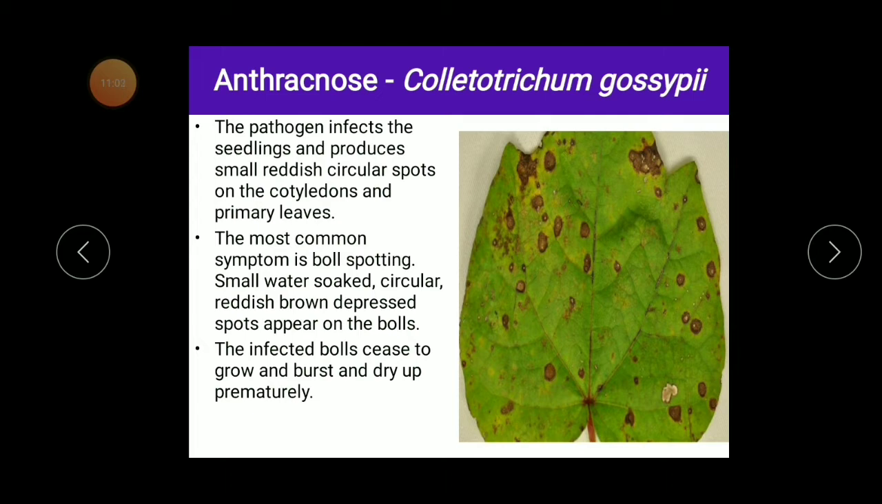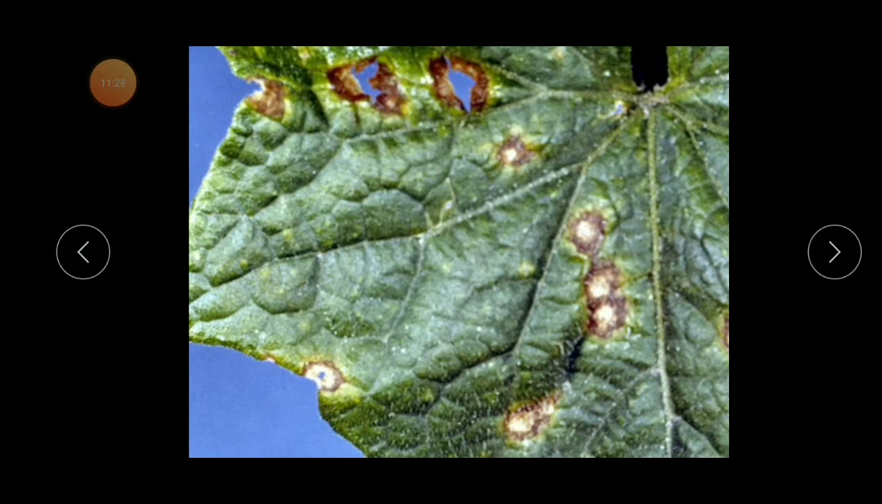The lesion develops on the collar region, the stem may be girdled, causing the seedling to wilt, and they will eventually die. In mature plants, the fungus attacks the stem, leading to stem splitting and shredding of bark. Then the most common symptom is boll spotting: small, water-soaked, circular, reddish brown, depressed spots appear on the bolls. The lint tends to turn yellow or brown and becomes a solid brittle mass of fiber, and the infected bolls cease to grow, burst, and dry up prematurely.